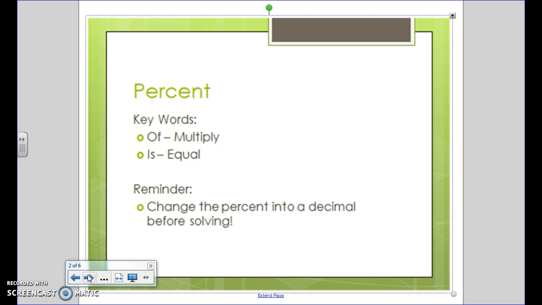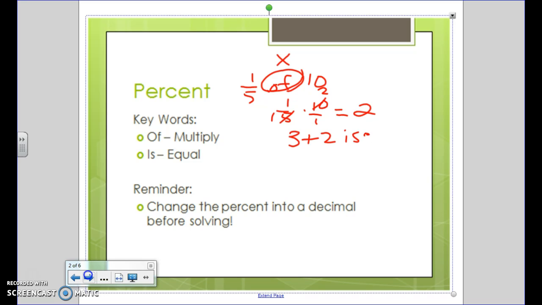When you think about the word "of," think multiply, like 1/5 of 10 would be 1/5 times 10. And so we would know that it would equal 2. 1/5 of 10 is 2. And so "of" is an indicator to multiply. And I think I circled "of" and I always wrote multiply on it yesterday. "Is" is a way to say equal in math. And so 3 plus 2 is 5, or 3 plus 2 equals 5. "Is" is like a substitute word for equals.